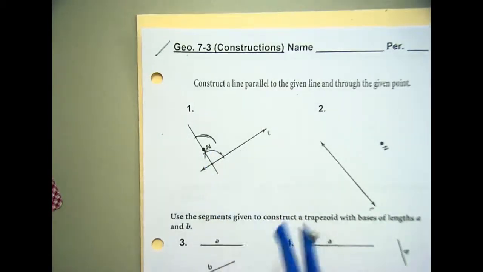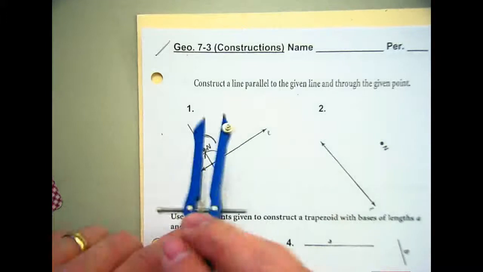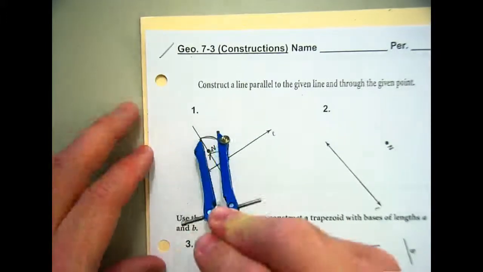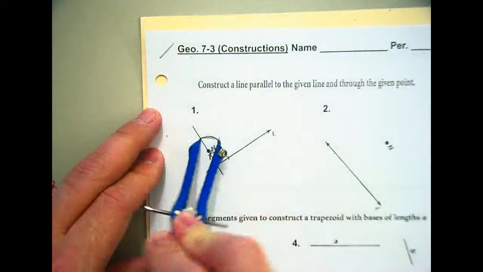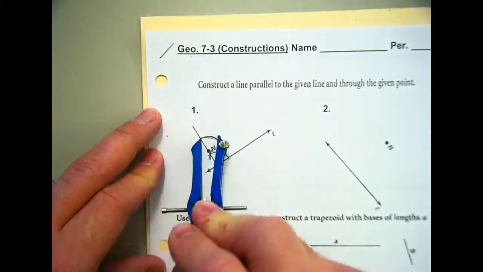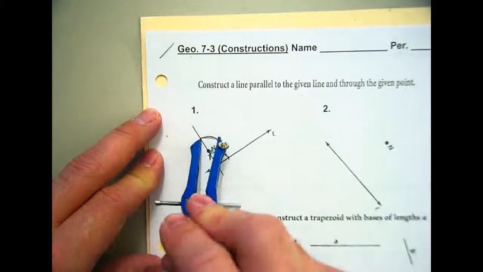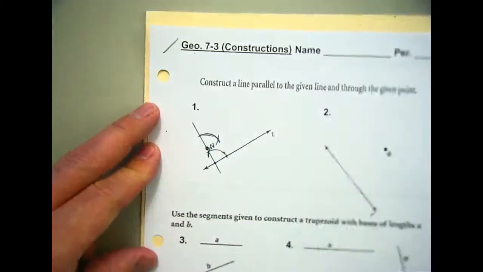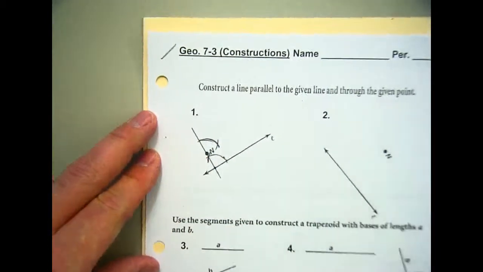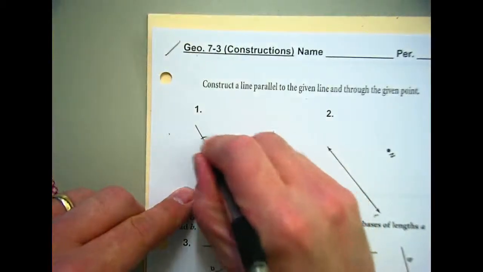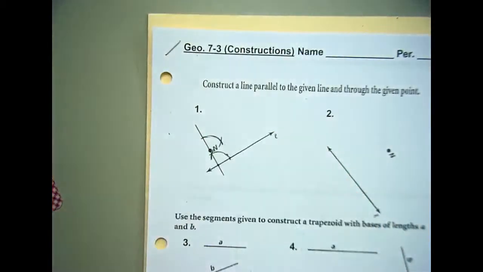Everyone with me? You're going to do the same thing up here. You're going to put that point where it hits one of the lines, and then you're going to mark off that length or that width on the arc that you made earlier. Now this is really bad looking because my compass slid, so that piece down there shouldn't be there. There we go.